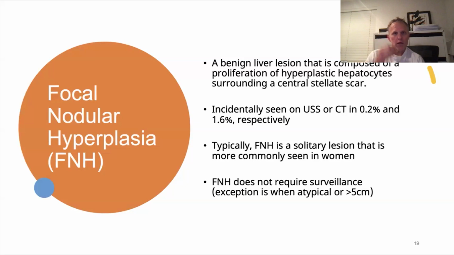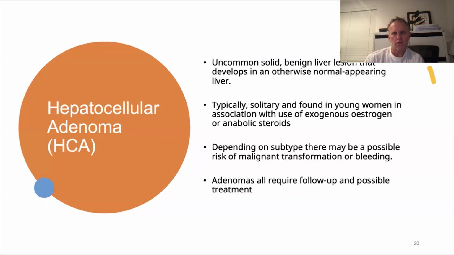So what about focal nodular hyperplasia, or FNH? Again, this is a benign liver lesion that's composed of hepatocytes, which is surrounded by a classic little stellate scar in the center. It's said to occur in around 2% of the population, and is more commonly seen in females. It does not require surveillance. The exception is, though, if you've got a large area of focal nodular hyperplasia that is greater than 5 centimeters, one has to be careful that they have differentiated it from hepatocellular carcinoma. But in the vast majority, they are very small and they can be easily characterized.